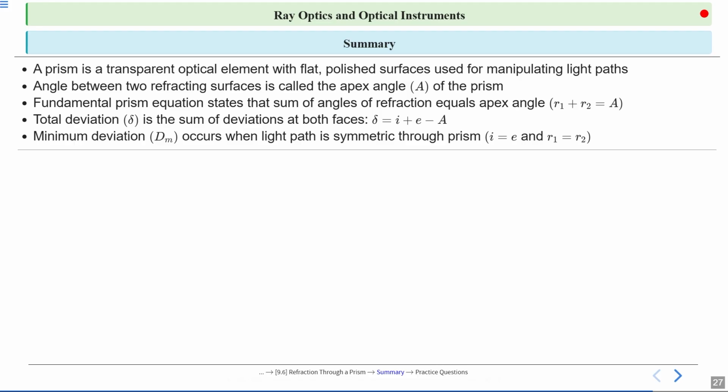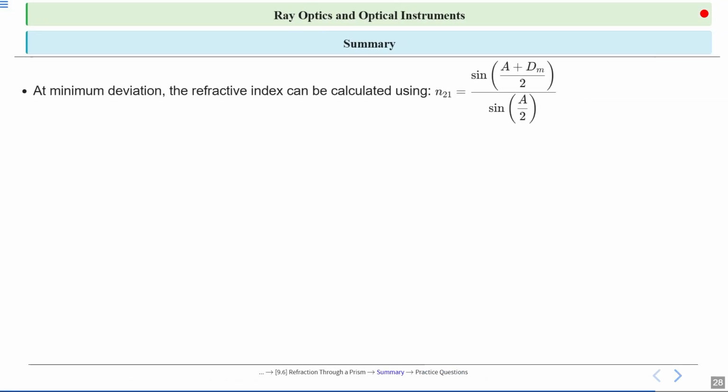Finally, we have the minimum deviation denoted as dm. Minimum deviation occurs when the light path is symmetric through the prism, meaning i equals e and r1 equals r2. This condition is important because it represents the least amount of bending the light undergoes, which is often used in precise optical measurements and calculations.